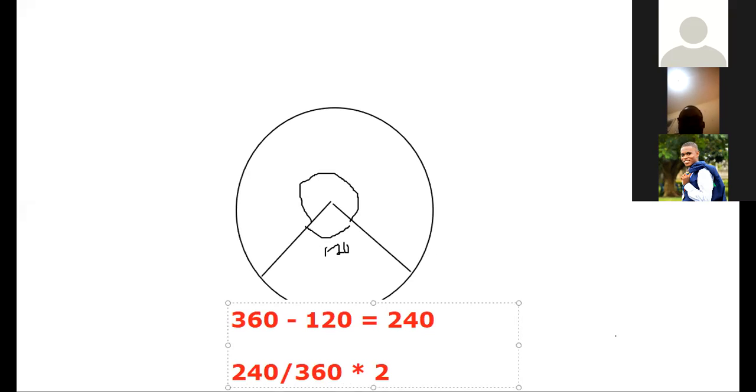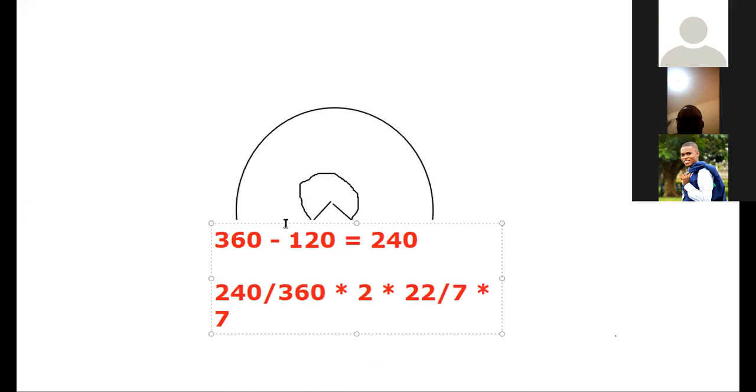times 2 times 22 over 7 times the line was radius was 7 centimeters. Is that okay? So in this instance, you will not use the smaller angle, but you use the angle that has been given to you to find the bigger one. Then you use the bigger one to solve for the question. I hope you get it. Sometimes you'll be given the bigger one and you will need to find the smaller one before you can solve for this question. Is that okay?